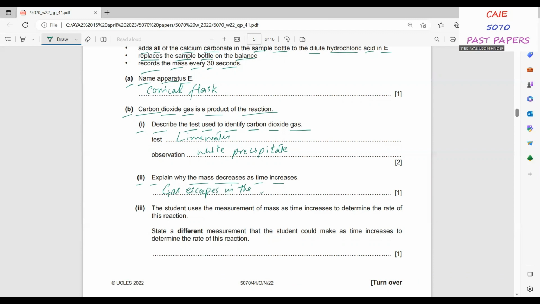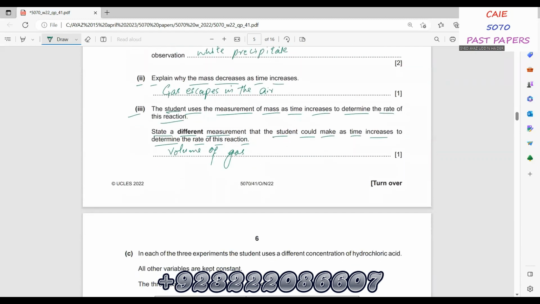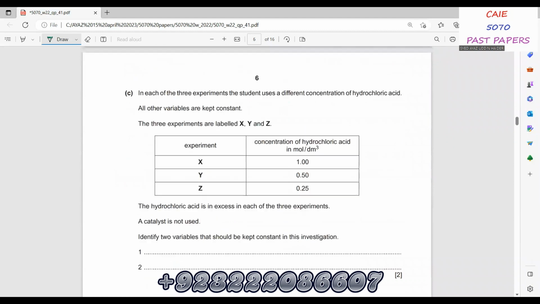You can even mention the name of the gas. Number 3, the student uses the measurement of mass as time increases to determine the rate of this reaction. State a different measurement that the student could make as time increases to determine the rate of this reaction. You can have volume of gas. You can even calculate the change in volume of gas.